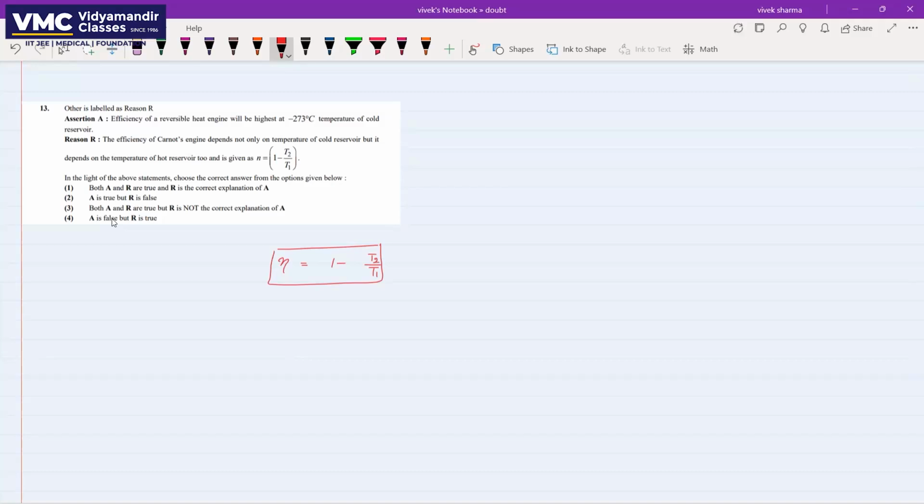For the explanation, efficiency depends on the temperature of sink and source, as eta is equal to 1 minus T2 upon T1. So question number 13, both assertion and reason are correct, and the explanation is correct. So the answer should be 1.